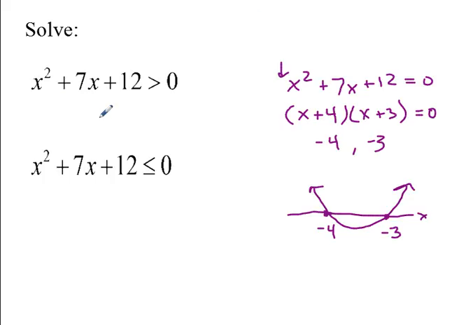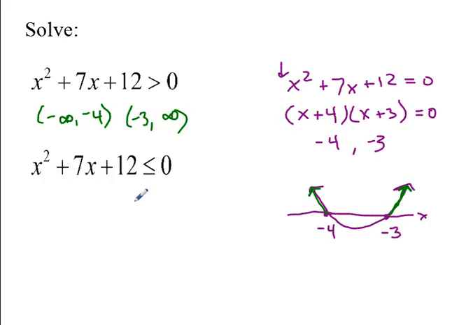So our first question asks us, when is it greater than 0? Well, it's going to be greater than 0 when we're above the x-axis, so this part right here and this part right here. So our answer is from -infinity to -4, it's greater than 0. Also from -3 to infinity.